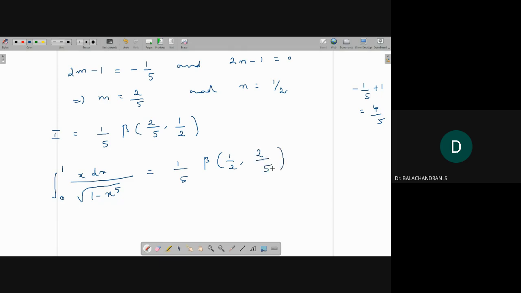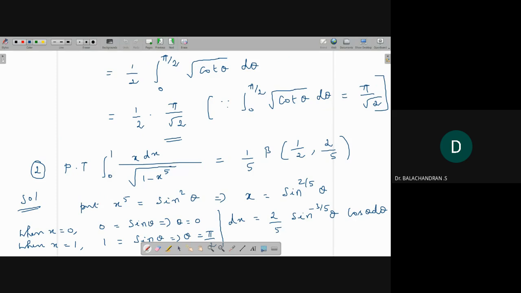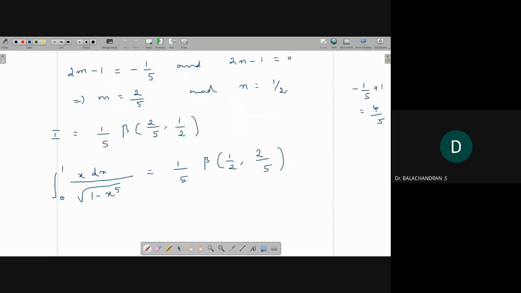Suppose the question is like this: instead of prove that, evaluate this integral. Then you need to simplify one more step. So what is the step? You need to write the relationship between beta and gamma function. I think this is enough. Suppose if they ask evaluate, it is 1 by 5 gamma of 1 by 2 gamma of 2 by 5.